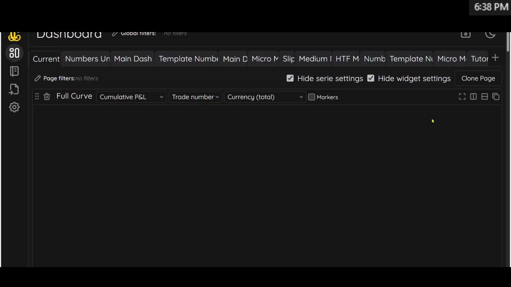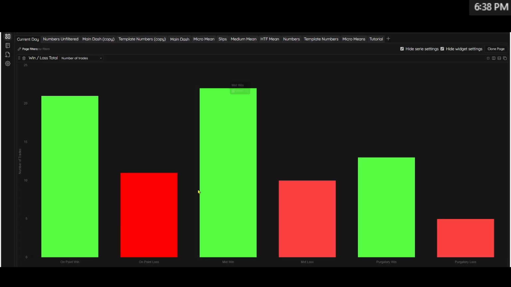I'll come out of this. Here is the volume histogram on it. There's the on point win versus the loss, the mid win versus the loss, and the purgatory. Each one of these does have a little bit of edge. Standalone, this tag really isn't telling me much.